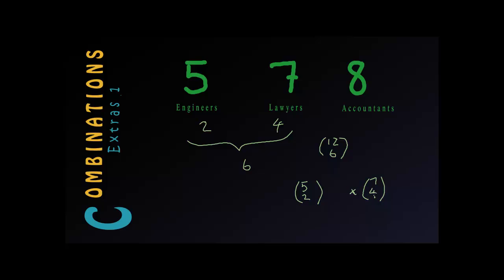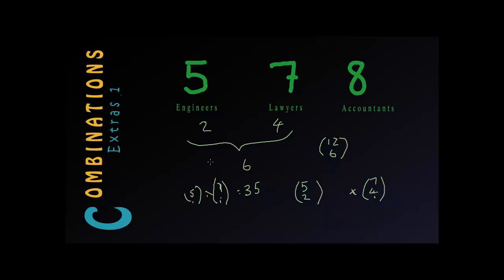So you may be wondering, why did we multiply? Why couldn't we have just added them? We'll try to explain that with an example. Let's say we were only trying to choose 1 engineer and 1 lawyer. How many ways? If we were to multiply, that would be a total of 5 choose 1 times 7 choose 1, which is equal to 35, and this is the correct way.